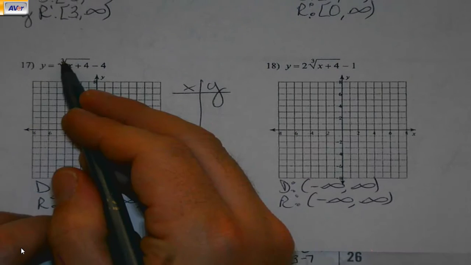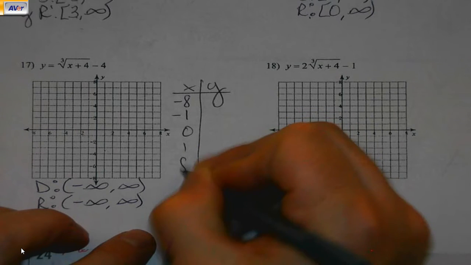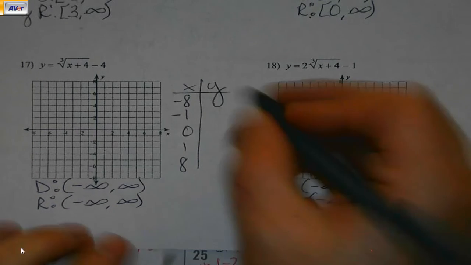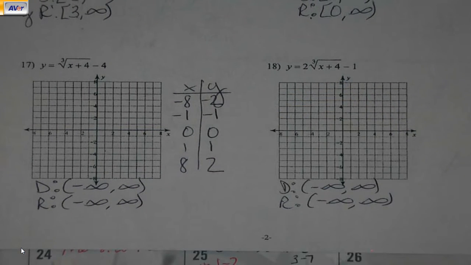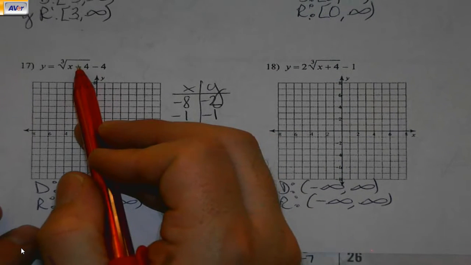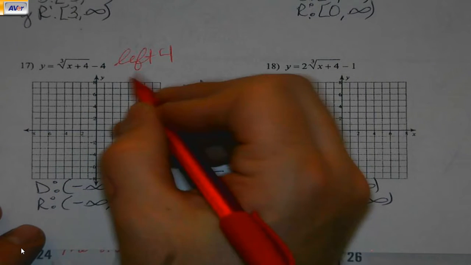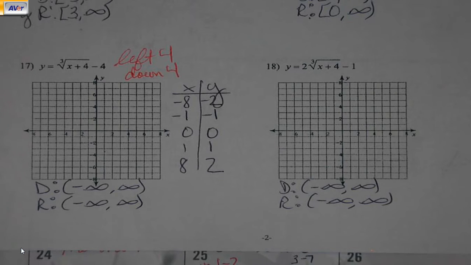So here with cubed roots, we're using cubed roots, positive and negative. And the cubed root of each of those values. So let's see here. Looks like left 4 and down 4.